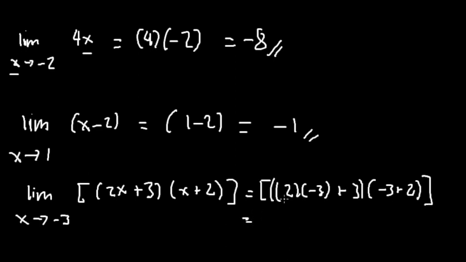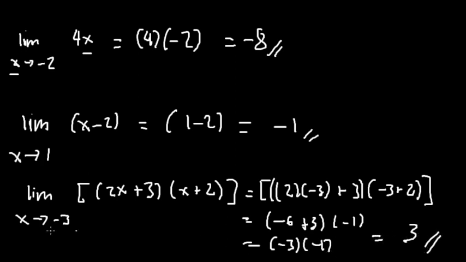So we just evaluate. 2 times -3 will be -6 plus 3, times -3 plus 2 will be -1. So that is just -3 times -1. So ang ating sagot ay 3. So as x approaches -3, the limit of this function is equal to 3. So that's how you get the limits of ganito. That's how you get the limit.